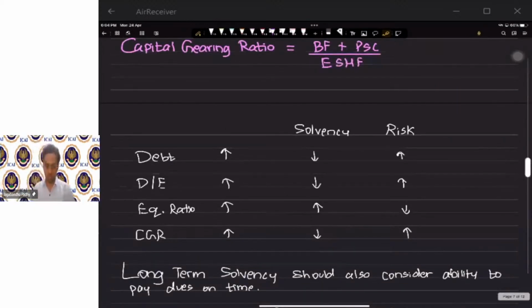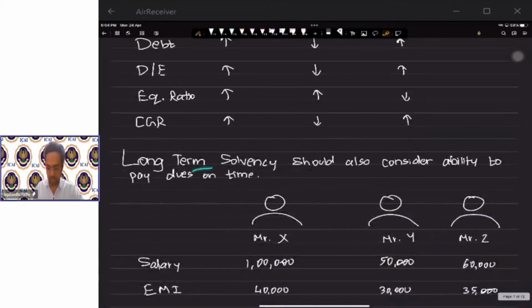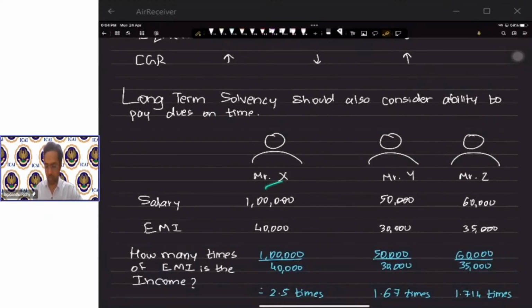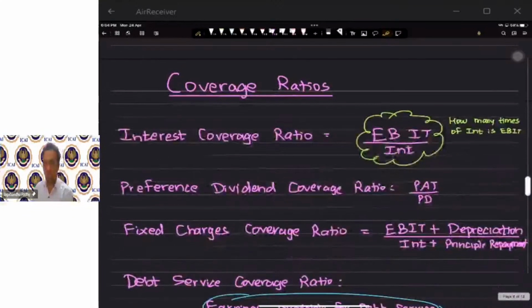Now, in this case, debt ratio, debt equity or equity ratio, we have seen that if each of those ratios are higher, what does that mean with respect to solvency and risk? Long-term solvency should also consider ability to pay dues on time. So that's your X, Y, and Z. Let's say three persons, and we said how many times of EMI is their income, and similarly we have this coverage ratio.